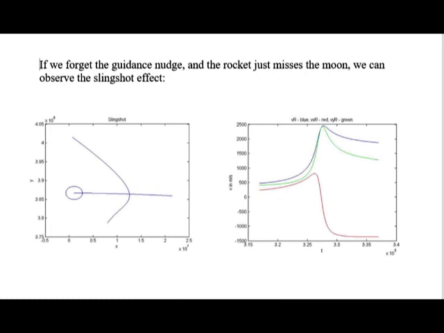Suppose we don't apply the guidance nudge and let the rocket fly by the moon. The result is something known as a slingshot or gravity assist trajectory. The trajectory is shown on the left. The graph on the right shows the total and the x and y velocities as the rocket passes the moon. Note that the top line in the graph, the rocket's total velocity, is much greater after the rocket passes the moon than before. This is known as the slingshot effect, and it plays an essential role in rocket missions to the outer planets.